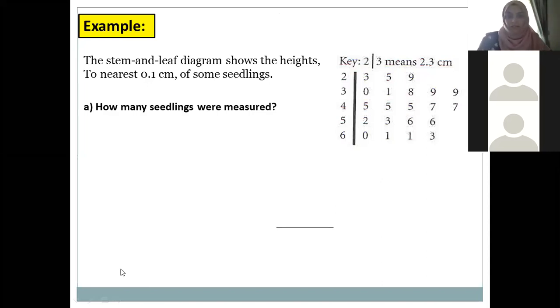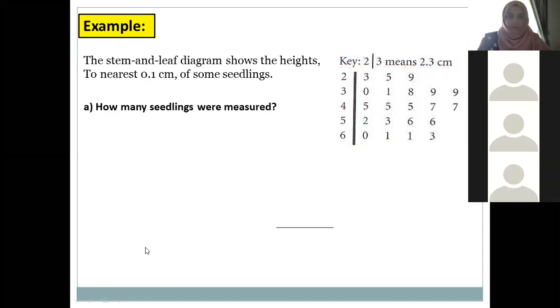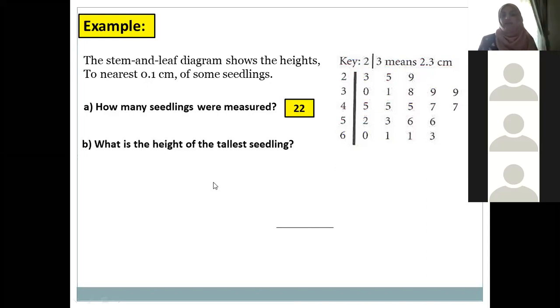How many are they? 22, teacher. 22, teacher, that is right. Okay, Taha. So there are 22 seedlings. Excellent. Okay, what is the highest, the tallest seedling, and what is the least? What is the tallest here?